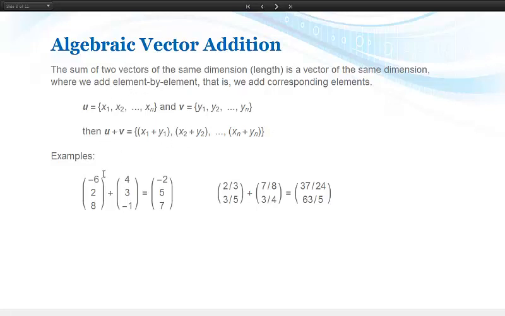So for some numerical examples, if I add the vector -6, 2, 8 to the vector 4, 3, -1, I simply add the corresponding elements. -6 plus 4 is -2. 2 plus 3 is 5. 8 plus -1 is 7. And if I add these two vectors, 2/3 plus 7/8, if you do the arithmetic with a little care, you'll see that that's 37/24, and 3/5 plus 3/4 is 27/20 when you do the fraction arithmetic carefully.